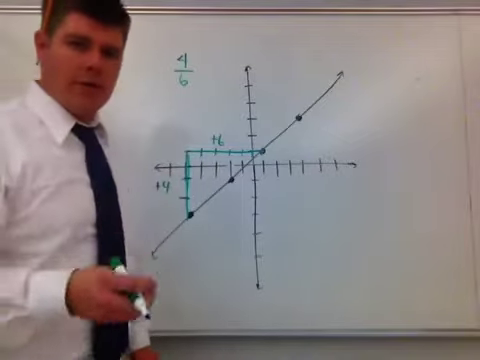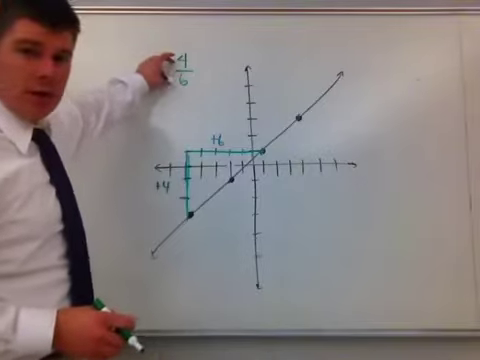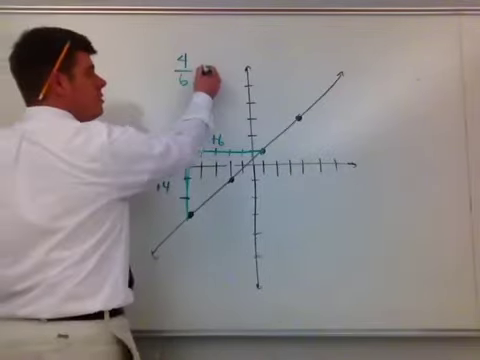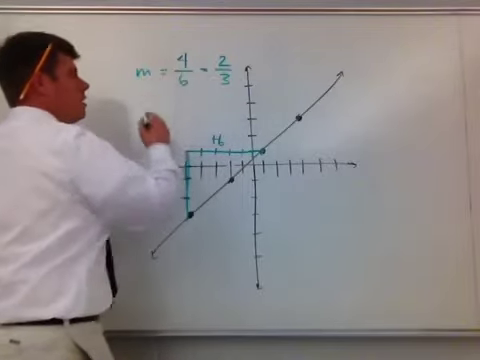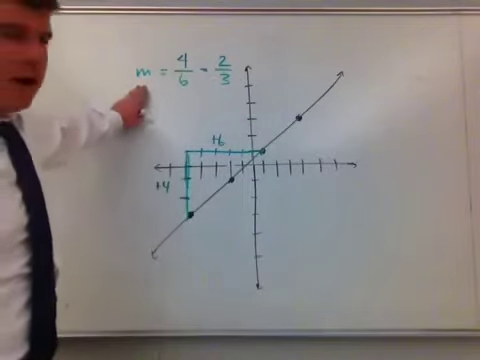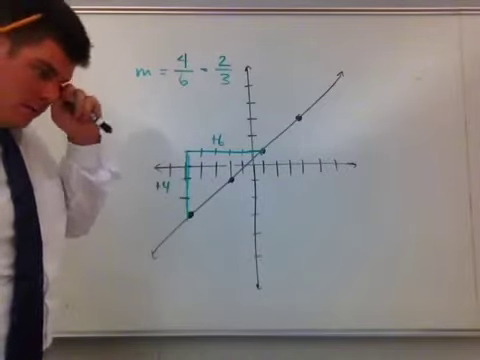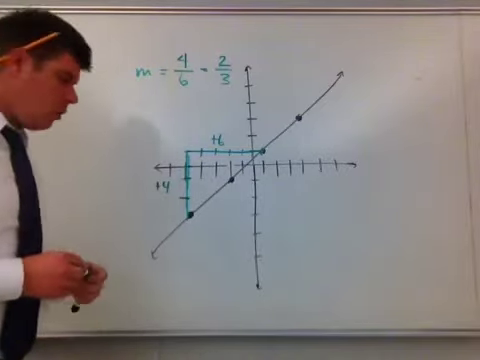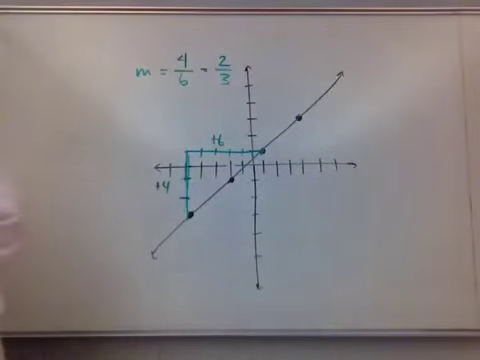And slope always needs to be written in simplest form. So I have a fraction, so my ratio here is 4/6, needs to be simplified to being 2/3. So my slope, which I'm going to represent with the m variable, is equivalent to 4/6, which is simplified to being 2/3.